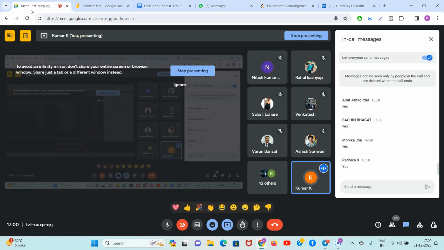Guys, write yes in the chat if you got a little bit of an idea of what is happening. Got it now? It's a brilliant one. Now guys, in O of 1, O of 26, we are able to check everything. Now we need to take a corner case.